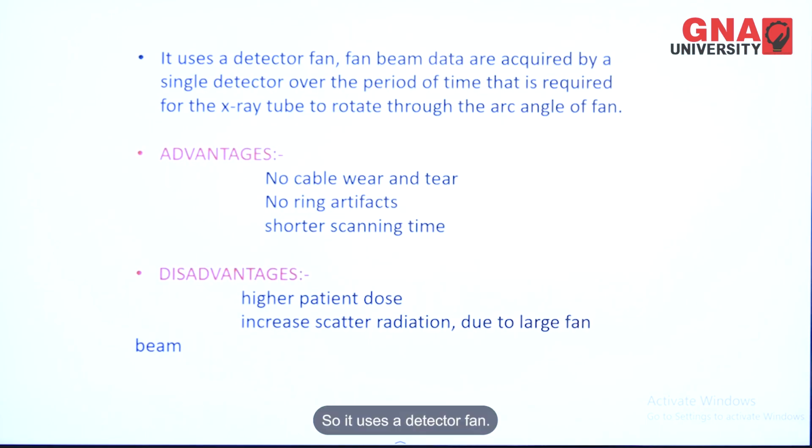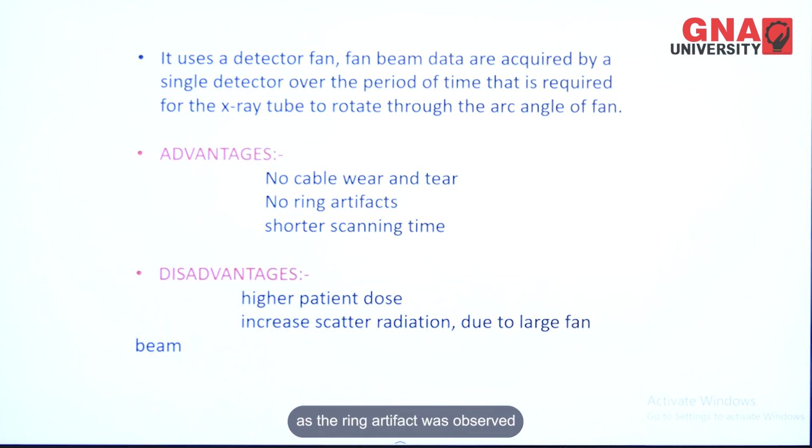So it uses a detector fan, a fan beam. Data are acquired by a single detector over a period of time, and that requires the X-ray tube to rotate through the arc angle of the fan. Advantage: no cable wear and tear. In the earlier models, both the X-ray tube and the detectors were moving, meaning during the time of acquisition or during the time of rotate motion, both wires were winded and unwinded around the fulcrum. Now if we have kept the detectors stationary, the only cable that will be winded and unwinded will be from the X-ray tube, and that will significantly reduce the cable wear and tear.